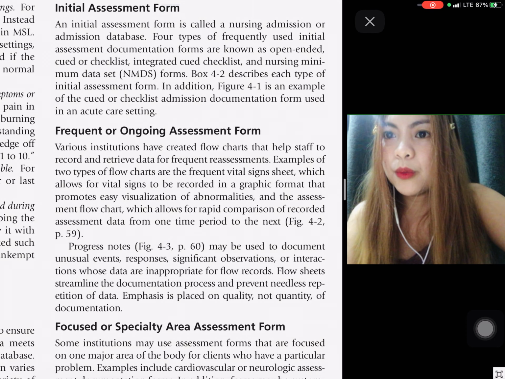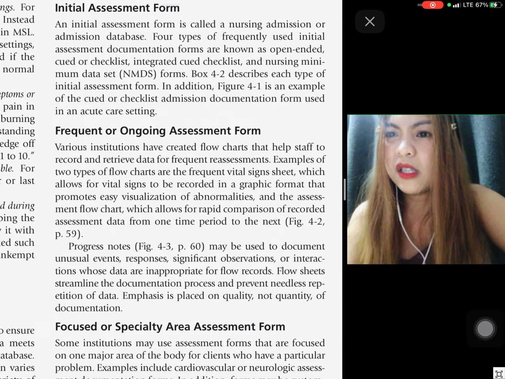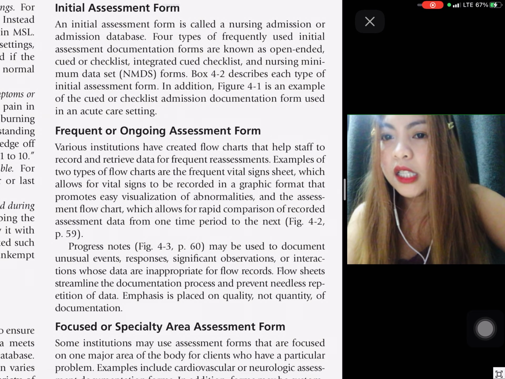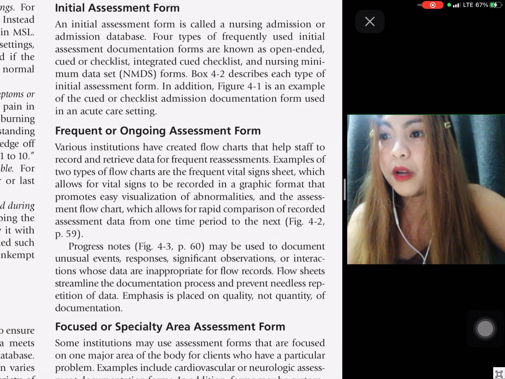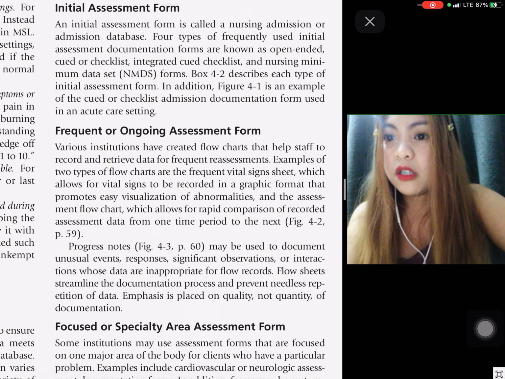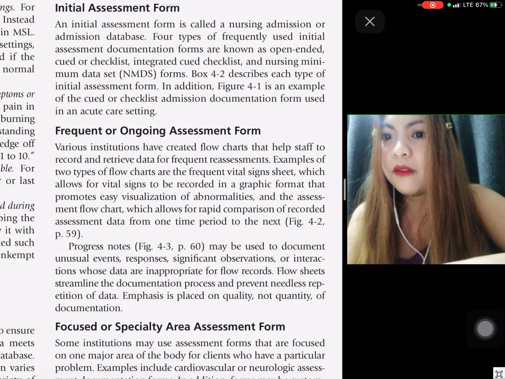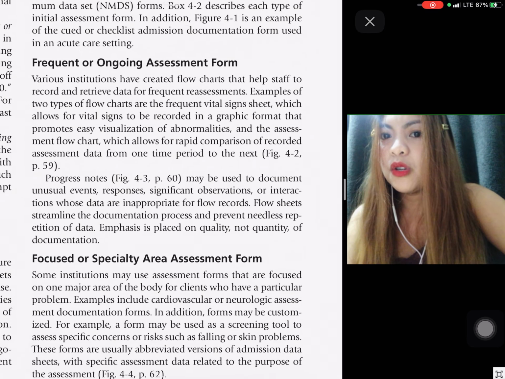So, example nito yung flowchart natin ng vital sign sheets, para doon yung vital signs, in graphic format, doon makikita yung visualization ng abnormalities or yung flow ng chart. Progress note, yan, may be used to document unusual event, response, significant observation, or interaction whose data are inappropriate for flow records. Makikita natin yan sa next page, kasi nandun yung mga figure na yan.